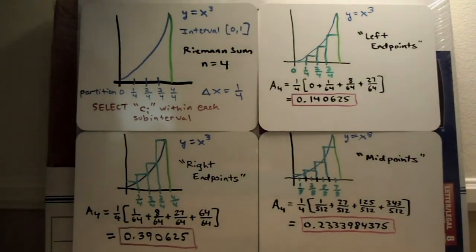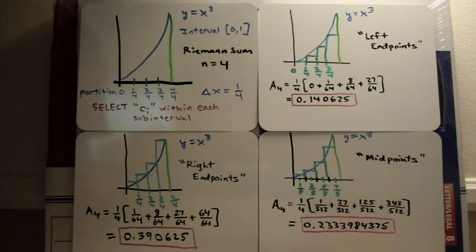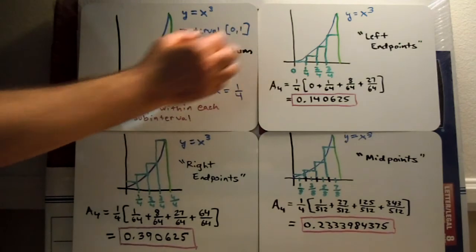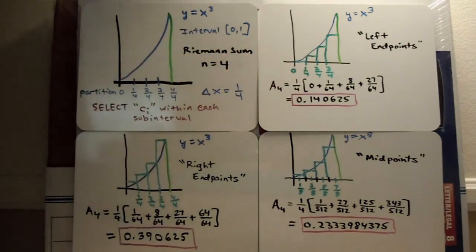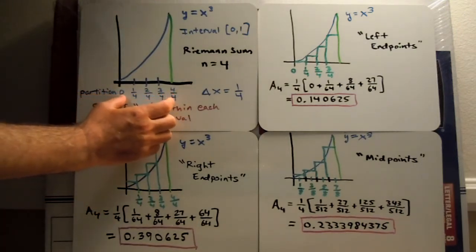Now there are many ways to perform a Riemann sum. And remember, what we do with a Riemann sum is we're attempting to estimate the area under a curve. So if we look at this board right here, we're estimating the area under y equals x to the third over the interval from 0 to 1. And the way we're going to estimate that is by a Riemann sum with n equals 4 boxes, or 4 rectangles. And the way we start that is we partition the interval into 4 equal pieces.